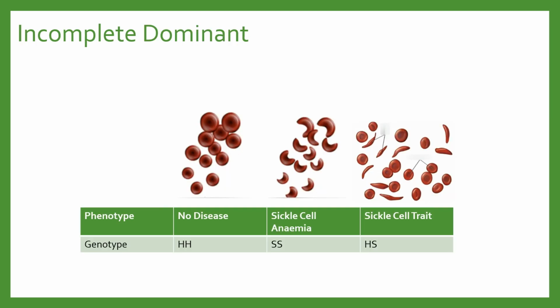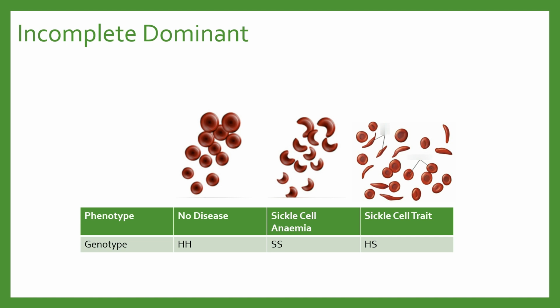The last example then is incomplete dominance, where you've got two alleles but neither is completely dominant over the other. So this results in the heterozygous individuals having a sort of blend or in-between phenotype. So let's take the example of sickle cell anemia.